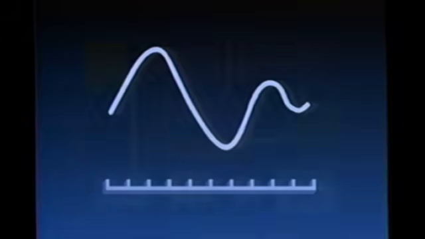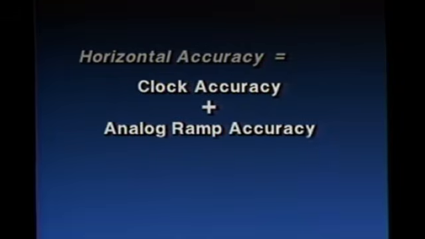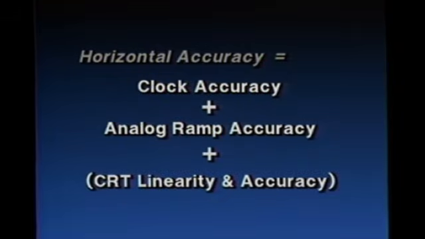Many digital oscilloscopes use both crystal-based clocks and analog ramp generators to produce timing signals for the horizontal time base. Typically, the clock signals are used for the majority of time-based settings. Analog ramps are used in conjunction with the crystal clock for the fastest time-based settings. So the horizontal accuracy of a DSO is determined both by the accuracy of the crystal clock and analog ramp generator, and in some cases, the CRT linearity and accuracy.